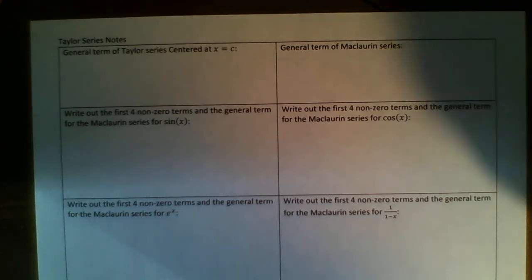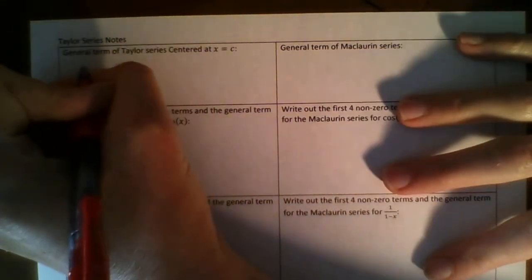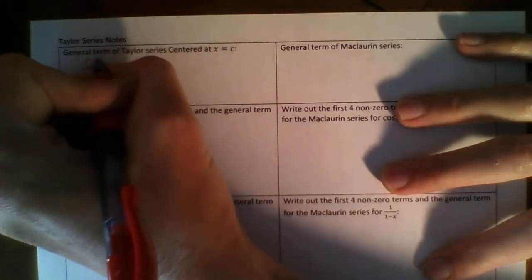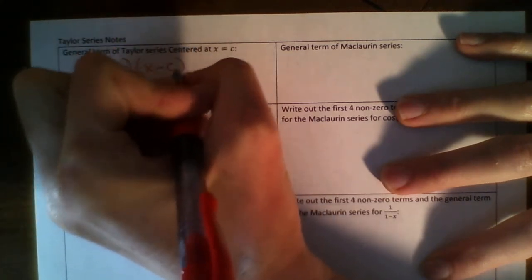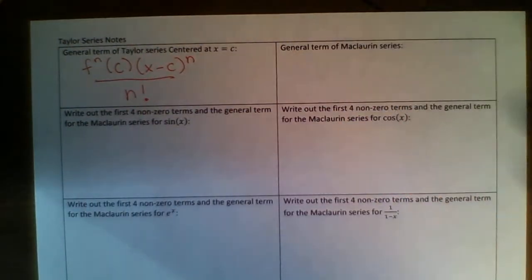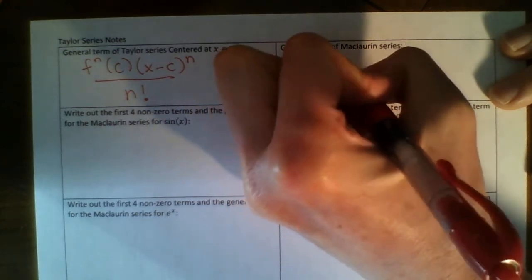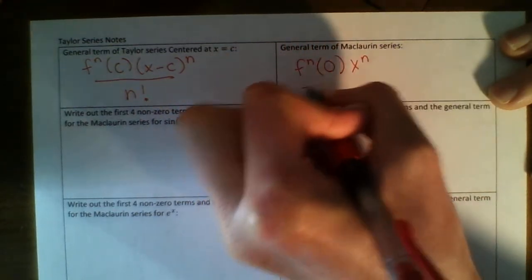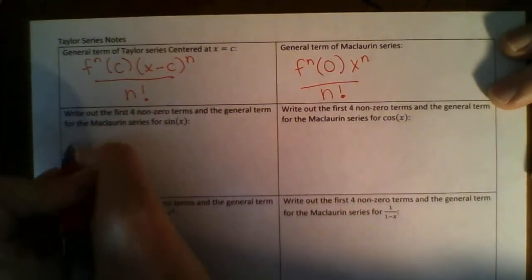Okay, so hopefully you're able to do the first 6 boxes from memory correctly. Let's go ahead and write them down real quick. The general term of the Taylor series is the nth derivative of f evaluated at c, x minus c to the n, all over n factorial. The general term of the Maclaurin series is the nth derivative of f evaluated at 0, x to the n over n factorial. Okay, so sine x.